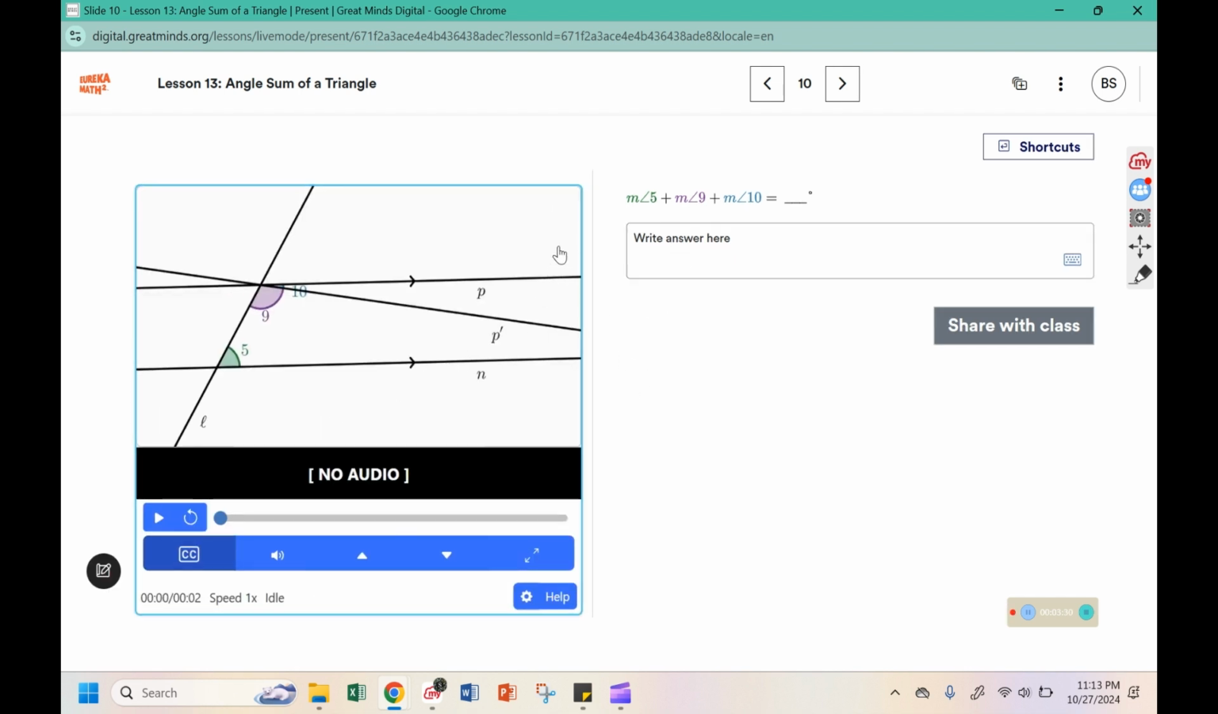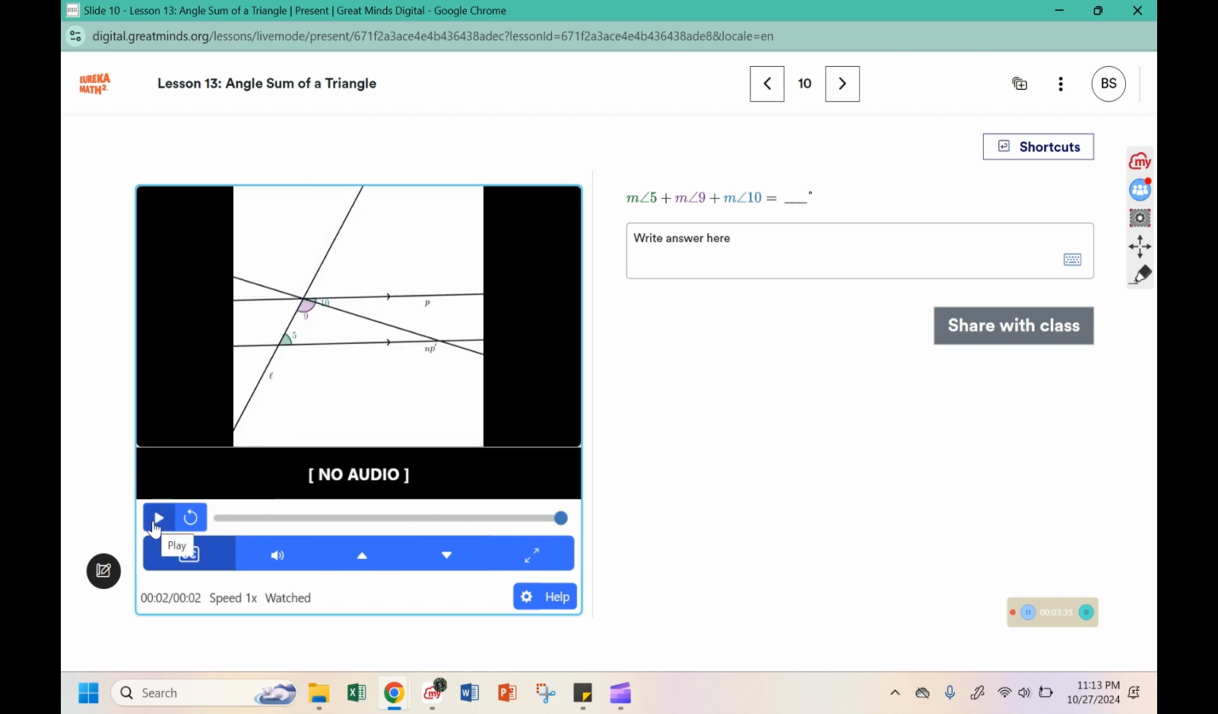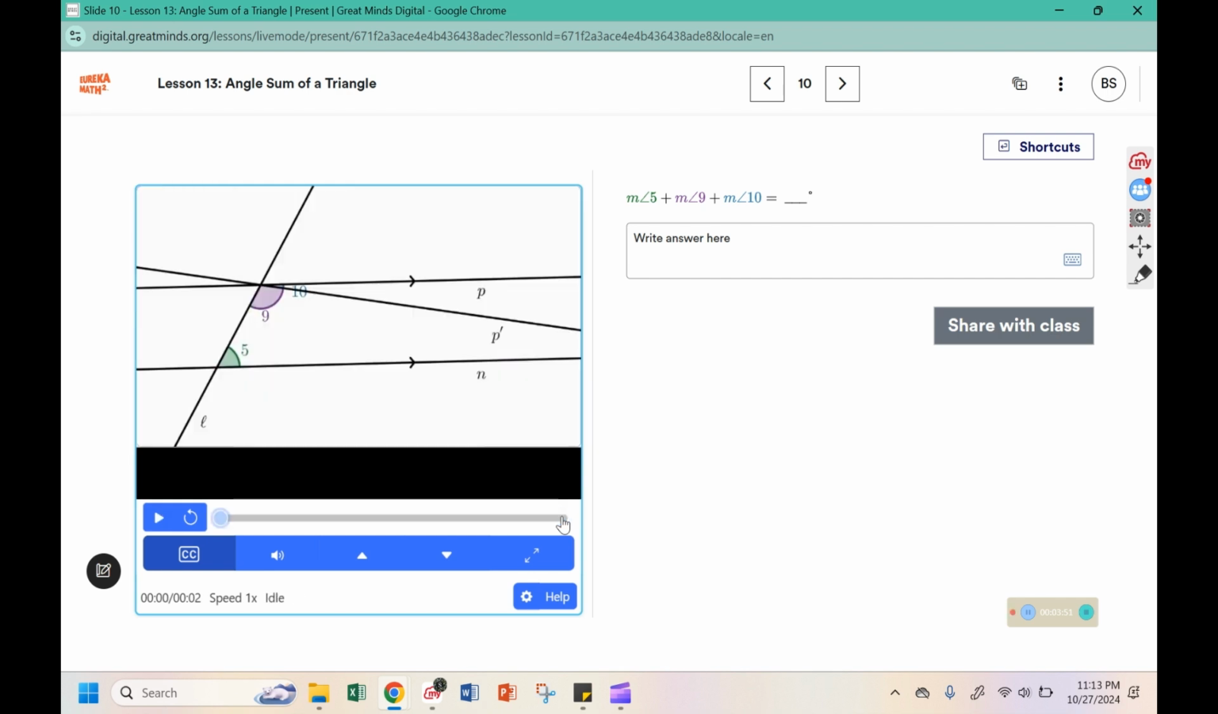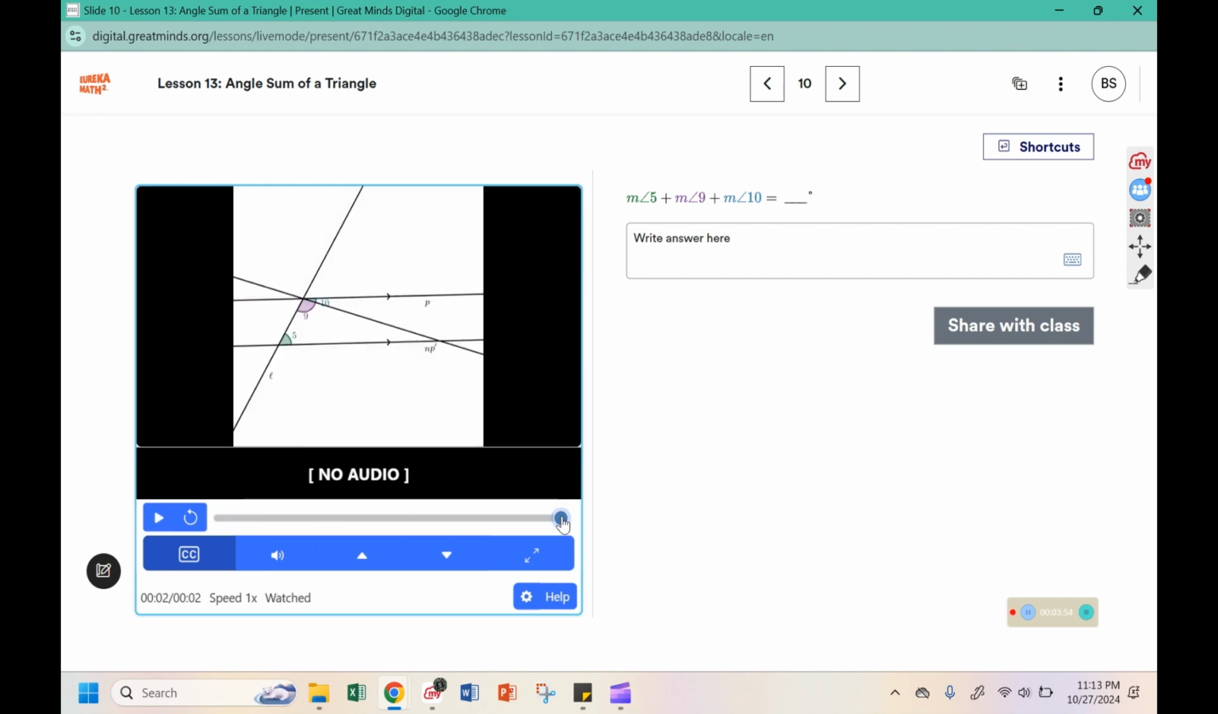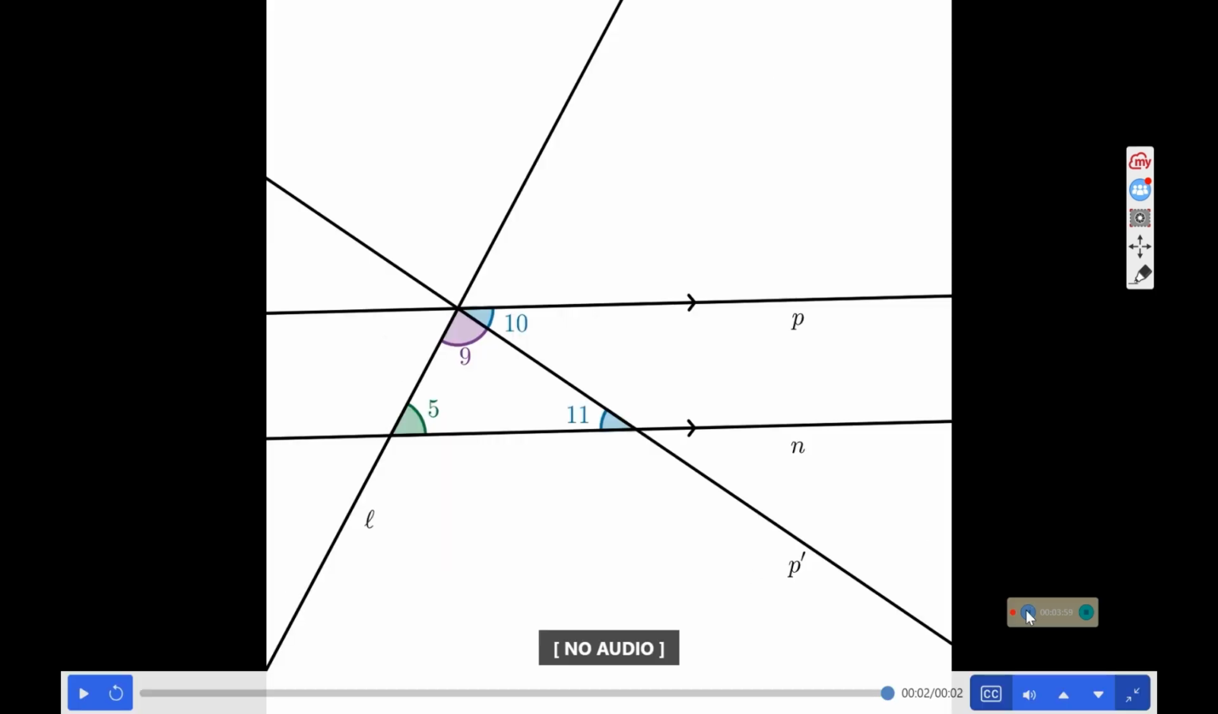What do we know about 5 plus 9 plus 10? You can see right here at the end, there is an angle 11 that shows up. Our job is to figure out the sum of these three angles. But we know that the sum of the angles in the triangle are 180 degrees.